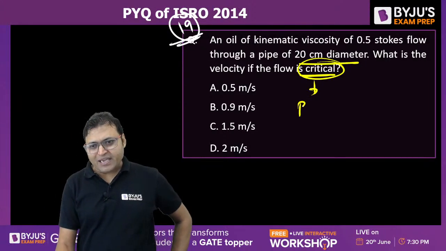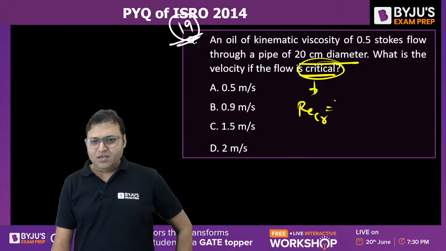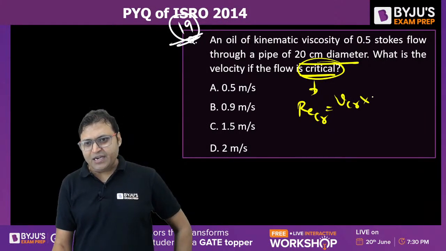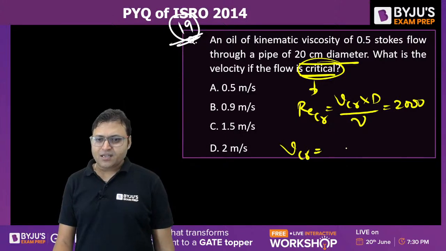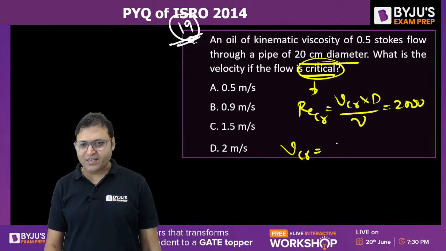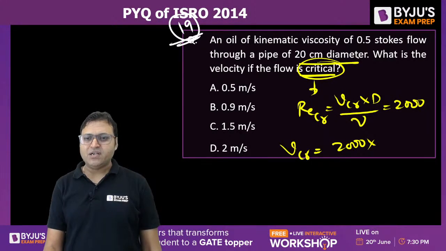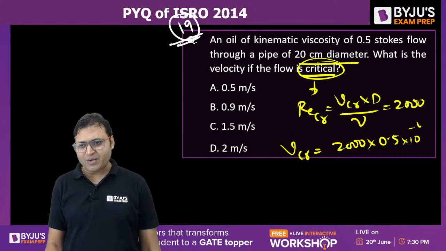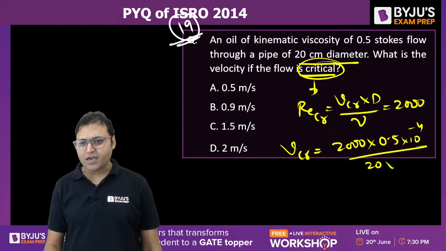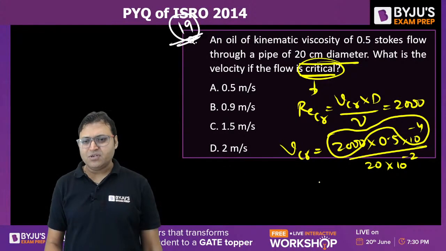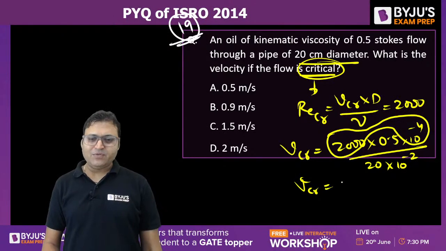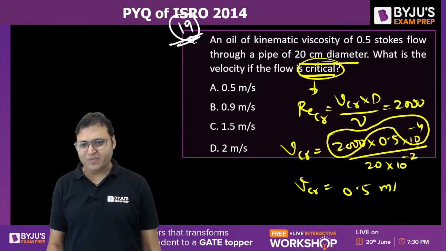So critical flow is when the Reynolds number is critical. So we can say V critical into diameter by kinematic viscosity is equal to 2000. So the velocity for the critical flow is 2000 into kinematic viscosity. What is kinematic viscosity? 0.5 into 10 to the power minus 4 upon diameter, 20 into 10 to the power minus 2. So the velocity for the critical flow is 0.5 meter per second.